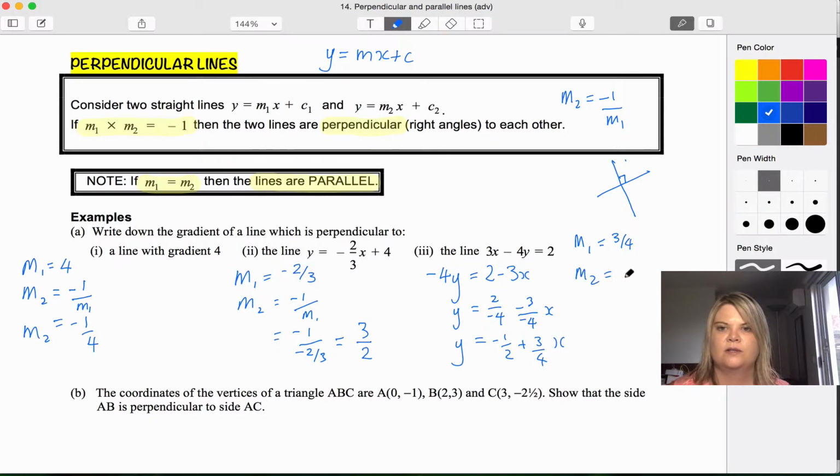Our equation is m2 is negative 1 over m1. Negative 1 over 3/4. We've got a fraction in the denominator again, so we can just flip it. It's going to be negative 4 over 3. And that's your final answer.